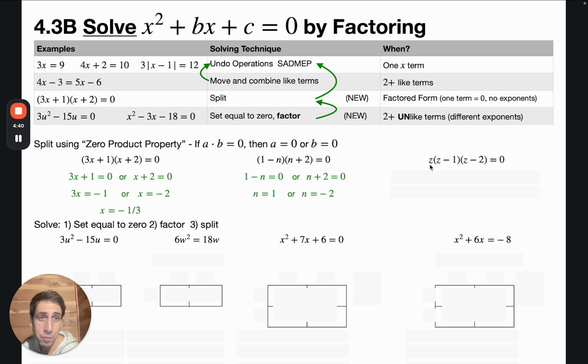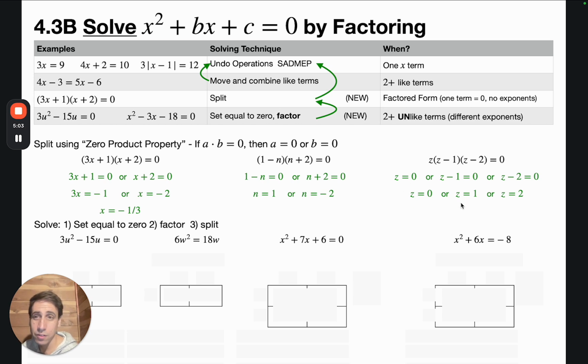Here, look at this. This is wild. We've got 1, 2, 3 things, and when you multiply them together, they could equal 0. Well, that means these three different things can be split up into three different equations. This part could be equal to 0, z minus 1 could equal 0, z minus 2 could equal 0. And so you can see here we have the answers.